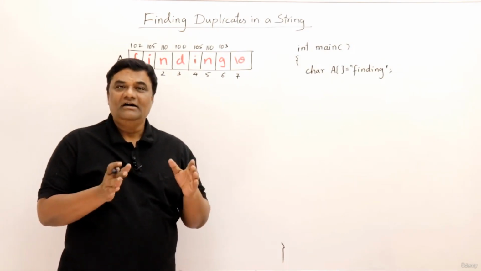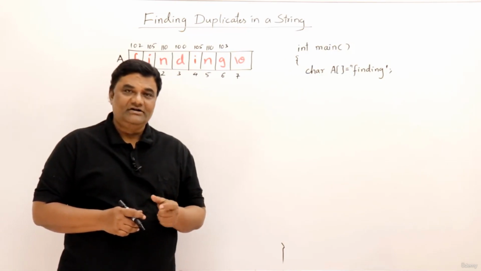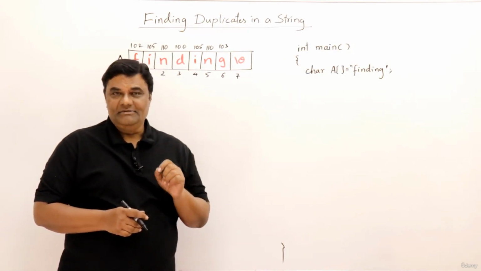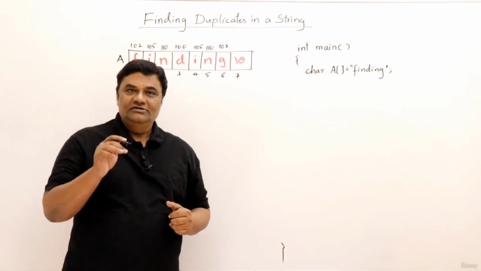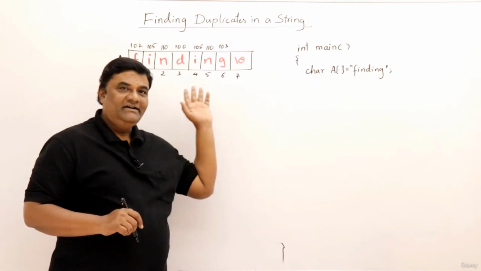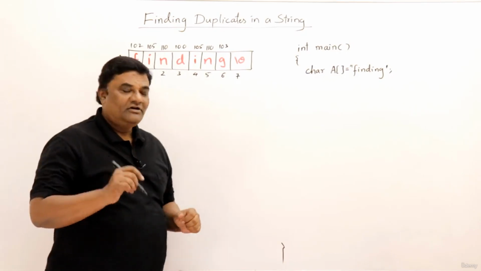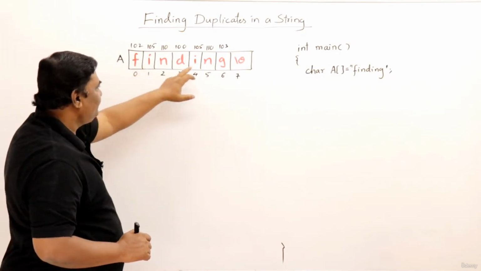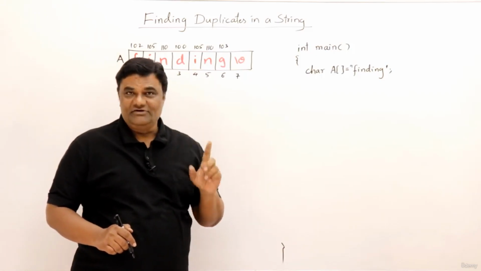There I have explained how we can use bitwise operations to manipulate the bits of a byte in the memory. We have seen masking and merging. Now we will use that masking and merging to find out whether there are any duplicates in a string. So already we have an example string where I is repeating and N is repeating. So we can just find out whether there are any duplicates or not, right?